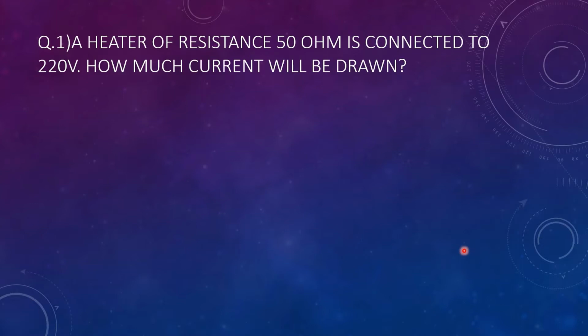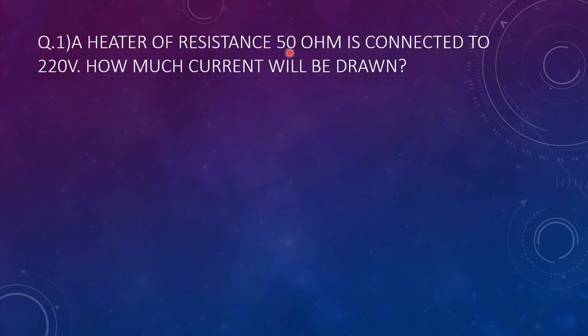So the first question is: a heater of resistance R, whose resistance is 50 ohms, is connected to a 220 volt potential difference. How much current will be drawn?